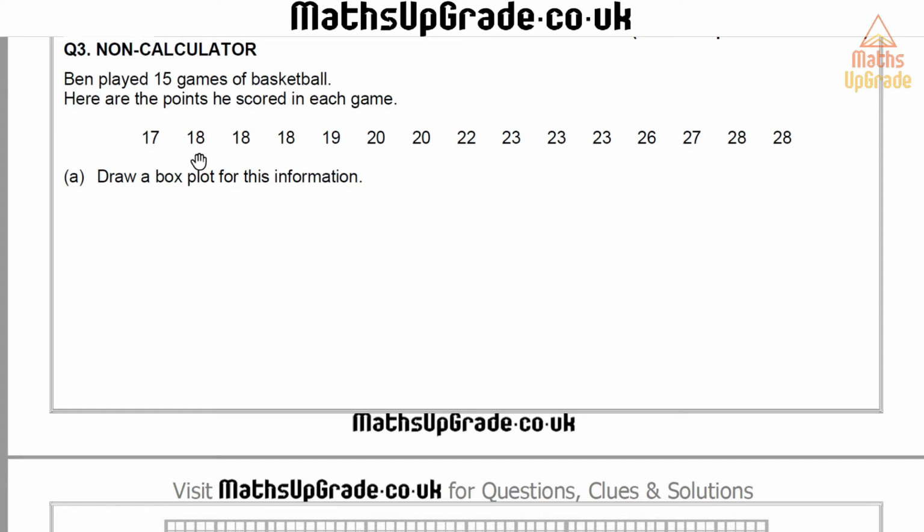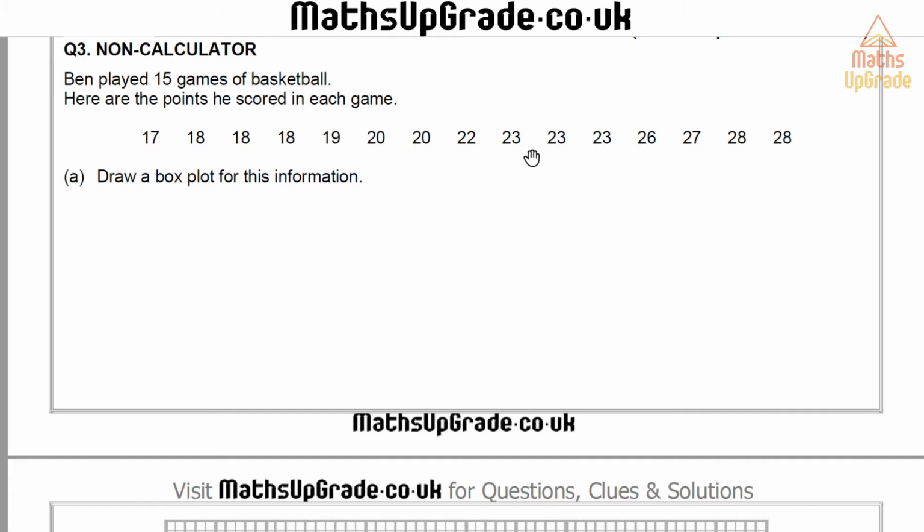So we need to draw a box plot for that information. We can already see here the lowest score, his minimum score was 17, and his greatest score was 28. But what we don't know is the lower quartile, the median and the upper quartile. So we need to work those out.